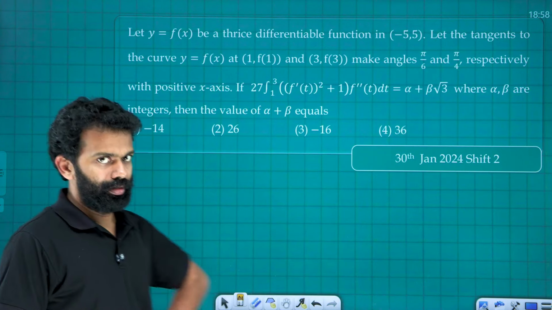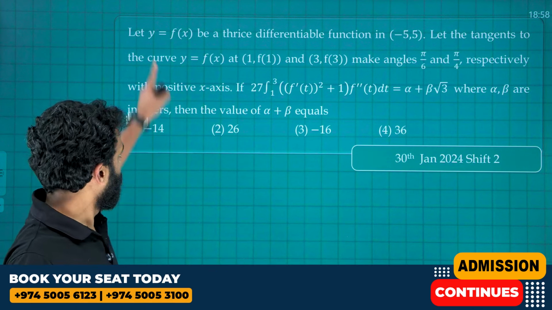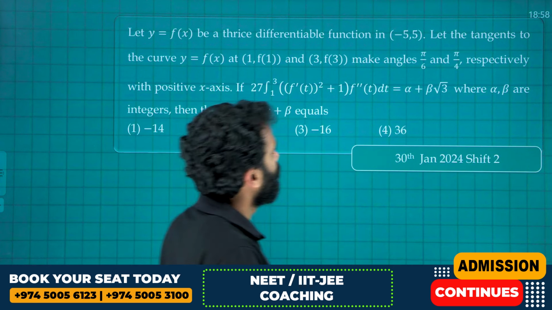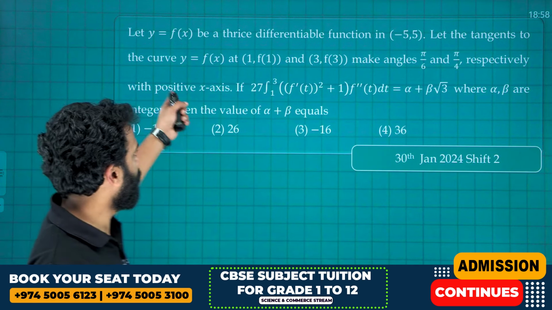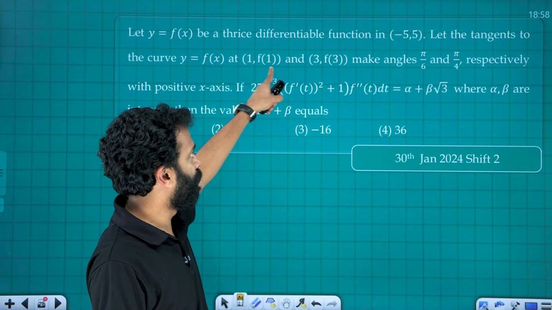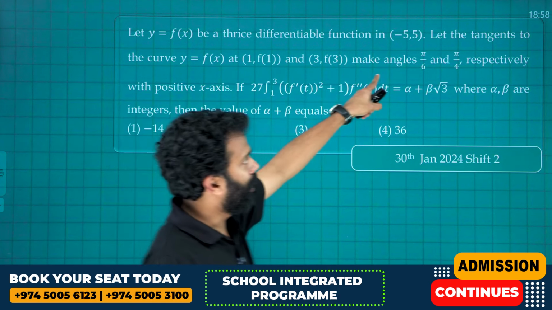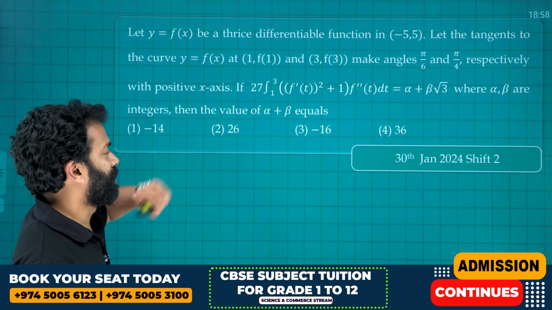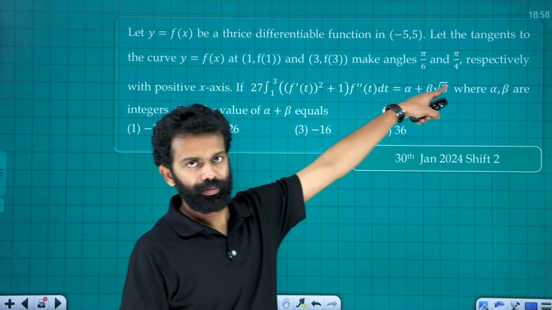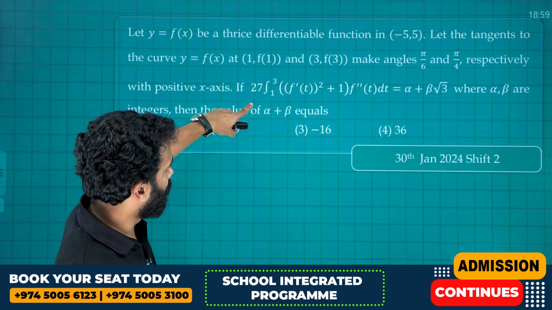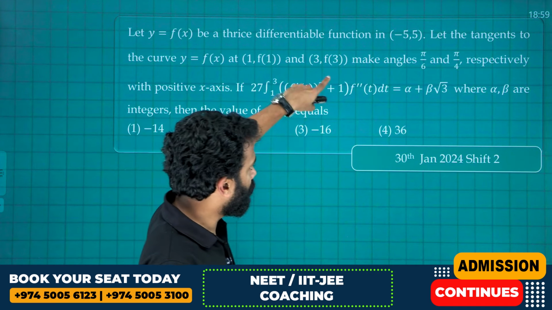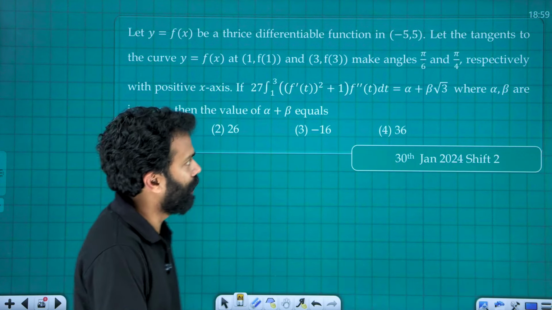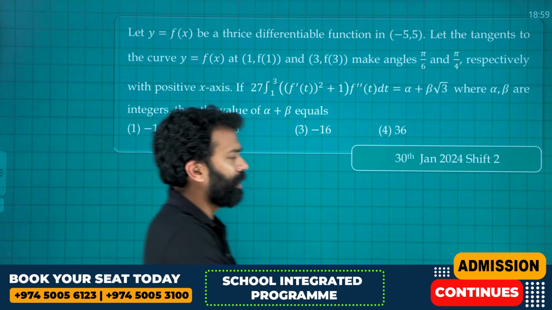Next one. Big question. The question is big, but the solution is not that big. Let y is equal to f of x be a thrice differentiable function in the interval minus 5 to 5. Let the tangent to the curve y is equal to f of x at 1 comma f of 1 and at 3 comma f of 3 make angles pi by 6 and pi by 4 respectively with positive x-axis. Therefore, they are the slopes actually. And if 27 times the integral from 1 to 3 of f dash of t square plus 1 into f double dash of t dt is equal to alpha plus beta root 3, where alpha and beta are integers, then you need to find the value of alpha plus beta.